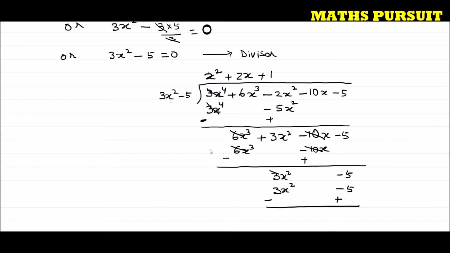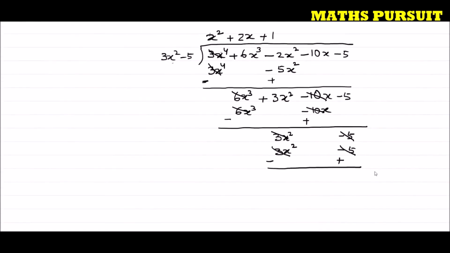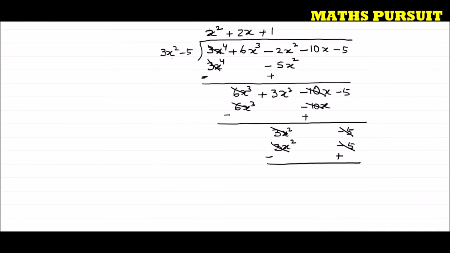So 3x to the power 2 and minus 3x to the power 2 cancels out. And here minus 5 and plus 5 cancels out. And you can see that we got the quotient as x to the power 2 plus 2x plus 1. This is our quotient that we got, and this is our divisor.